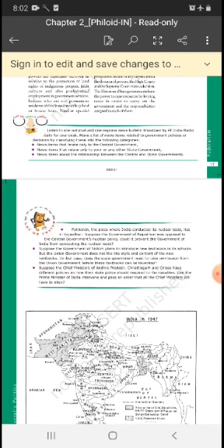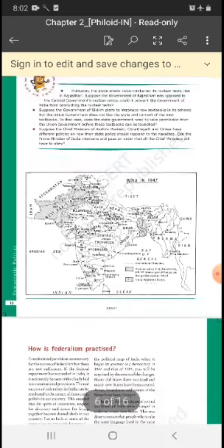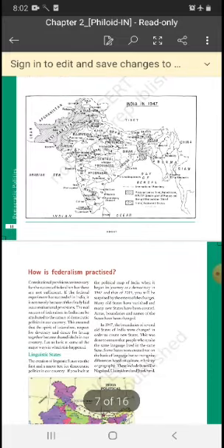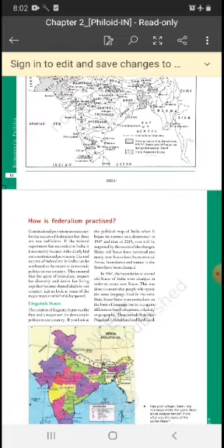And the next point is the language policy. The second test for the Indian Federation is the language policy. Hindi was identified as the official language. Besides Hindi, there are 21 other languages recognized as scheduled languages by the Constitution. States too have their own official languages and government work takes place in the official language of the concerned state.